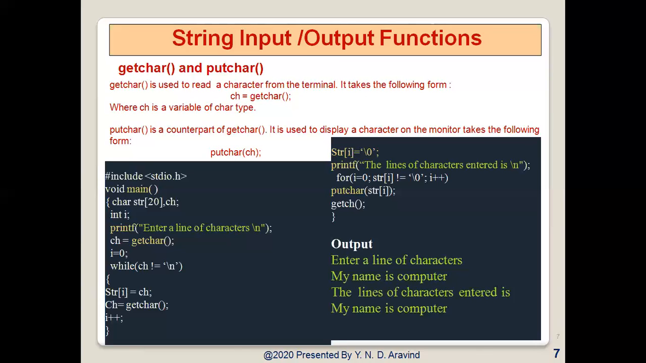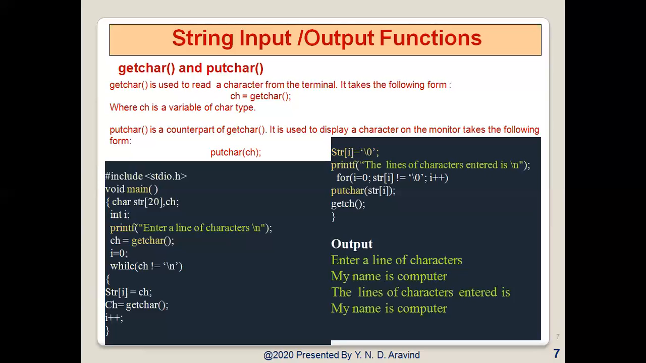So we can read lines and lines of data by using the loop concept. Whereas putchar is the counterpart of getchar. If we are using getchar to accept, we use putchar to print the data. It is used to display characters on the monitor and takes the following form: putchar(ch). It will put character by character onto the monitor.